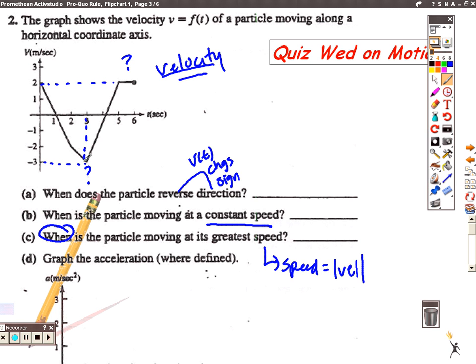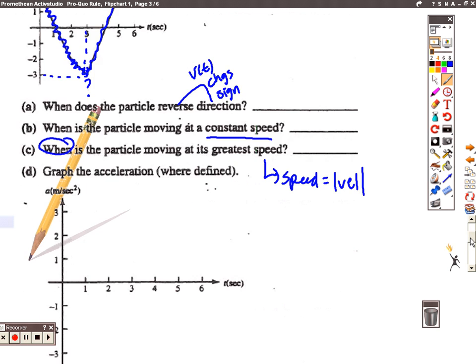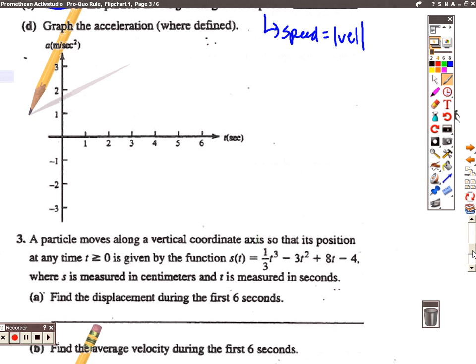Letter D, graph the acceleration where it is defined. And again, since the velocity function is made up of a series of segments, I'm not going to graph that this time because the answer is in your packet, but I would find the slope of this segment, and then I would make a horizontal bar on the acceleration graph. Then I would find the slope of this segment and make another bar. Slope of this segment, make a bar. Slope of this segment, make a bar. You've seen several of those already in some other problems.